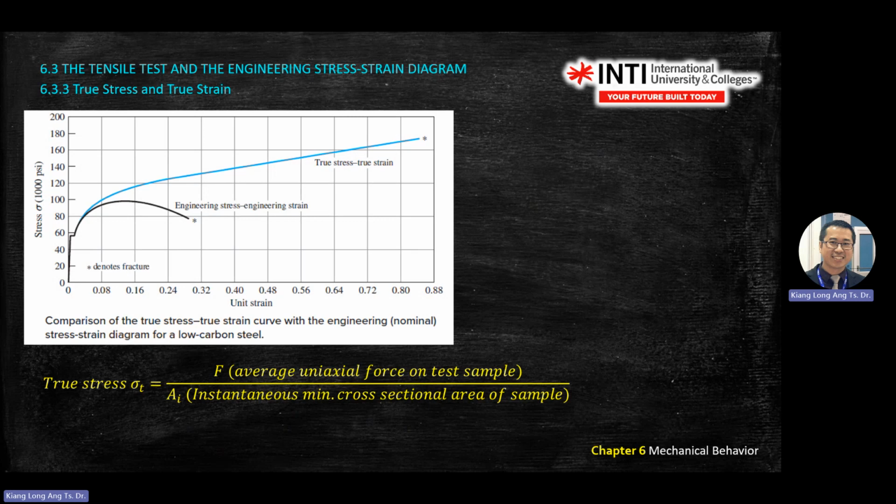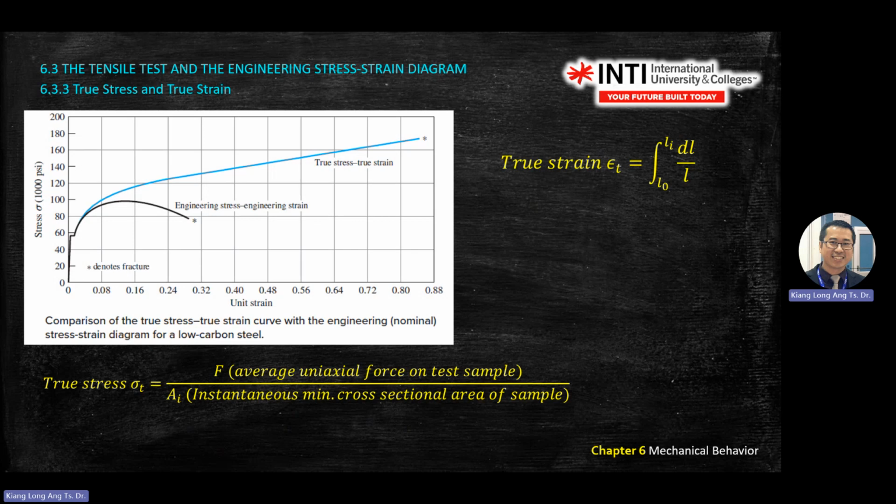True stress is the average force divided by the instantaneous cross-section area at that point. True stress, you can only look at that particular point. For example, this point is different from this point and this point. So you need to get the area at that particular time. Instantaneous means you stop the time and see what the true force is at that point. So true stress is actually changing all the time. It depends on what point you want to focus on.